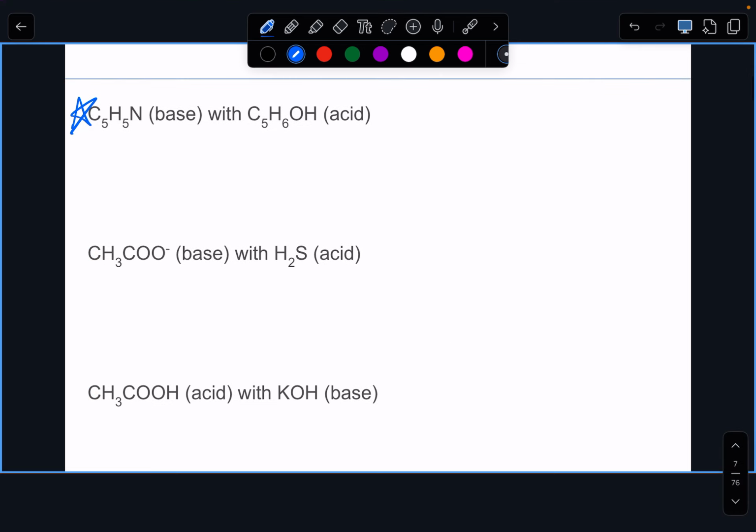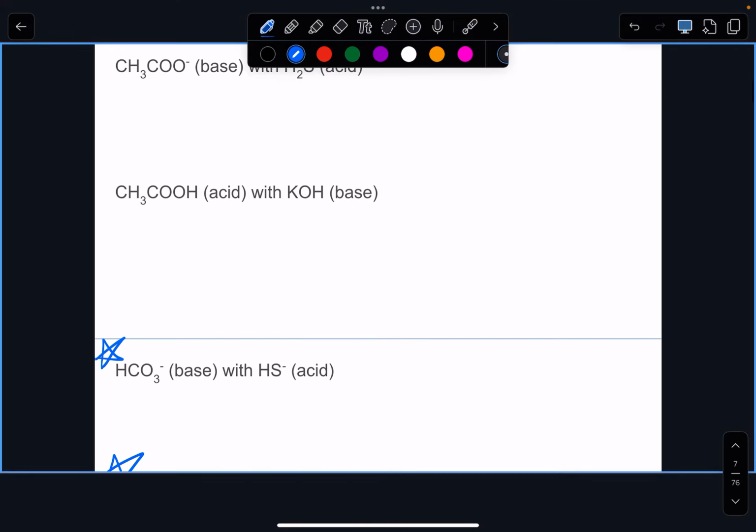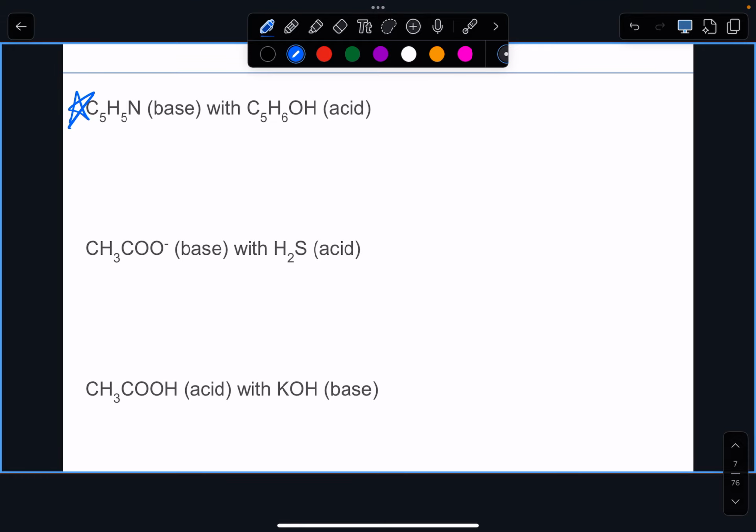Okay, why don't you practice the ones I've starred? So the first one here and then the first two on the next page. And we'll just see where we are at that point.